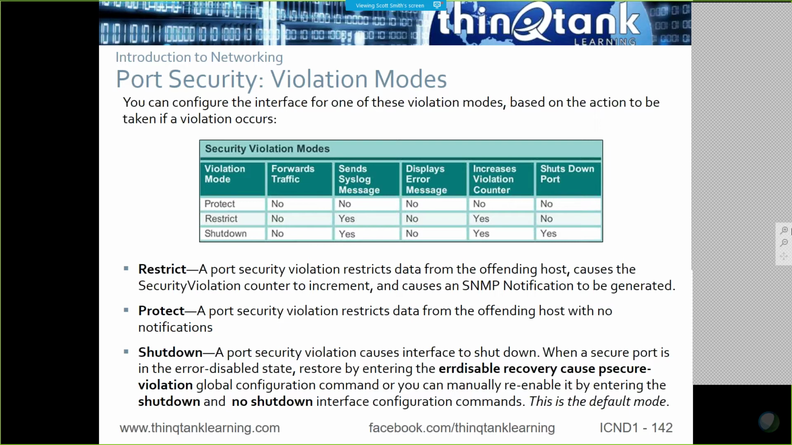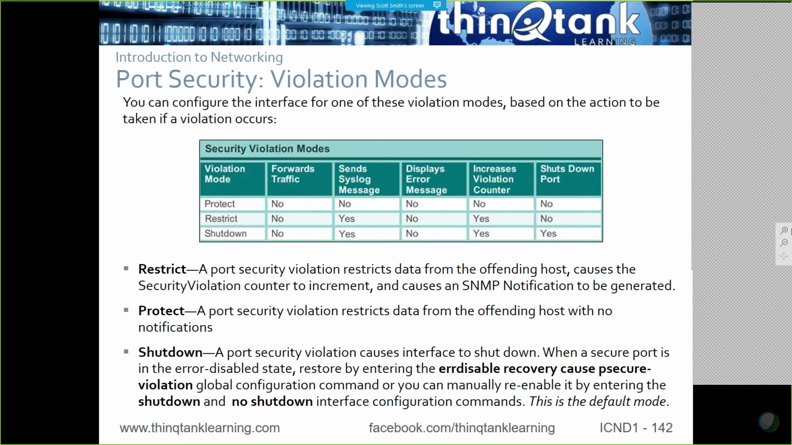Okay, so why have 2 different kinds? Well, it's simple. Restrict blocks the offending host, but it also generates error messages. It generates alarms. It generates events. Whereas protect doesn't generate error messages, alarms, or events. So that's the only difference between these 2 modes. They both block the offending host, but restrict generates these messages and increments the security violation counter, whereas protect does not.